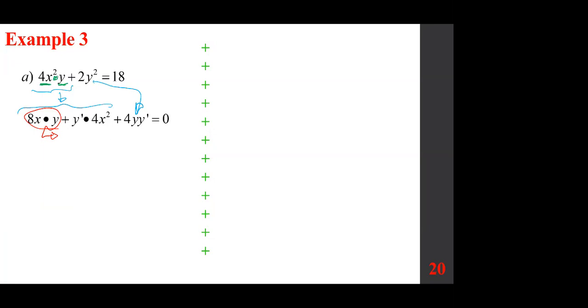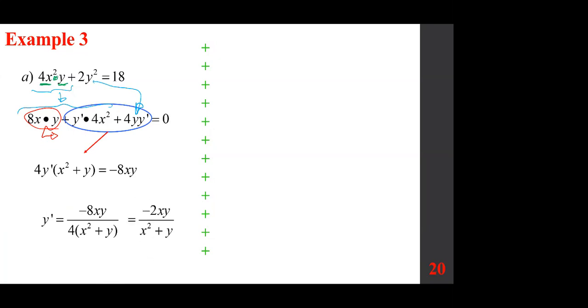And we are going to factor the other two by taking out y prime. You divide both sides by 4 times x squared plus y. The left side becomes simply y prime. And the right side, we can factor out the 4 out. Okay. And this is your final answer.